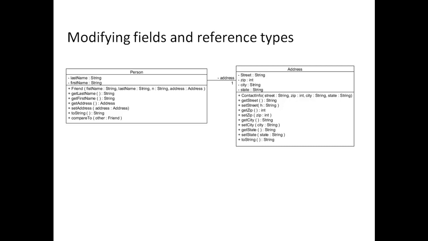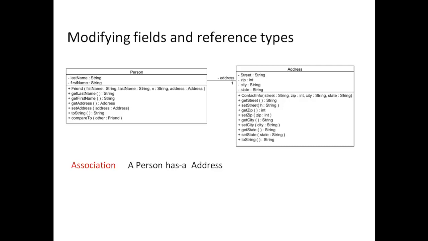So let's have a look at our situation here. We have a class called Person. A person has a last name, a first name, and an address. So address is still a field of person. A person has one address, and here we see how an address looks like. That's another class, another reference type. Address has street, zip, city, and state. So we have in both cases a parameterized constructor, some getters and setters, and a toString method.